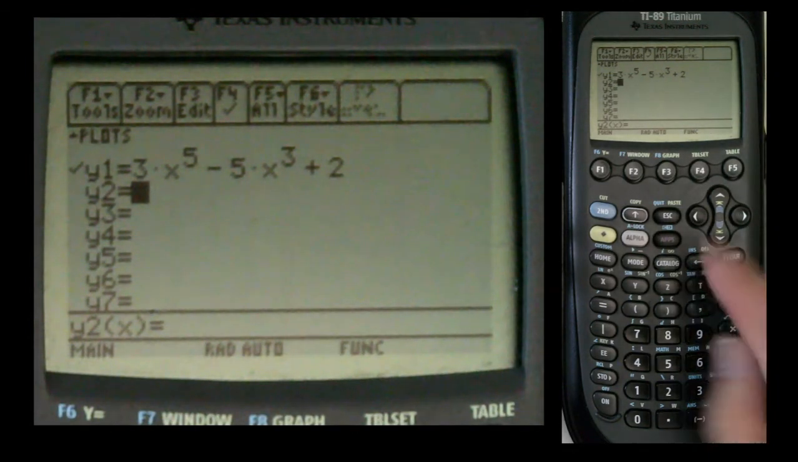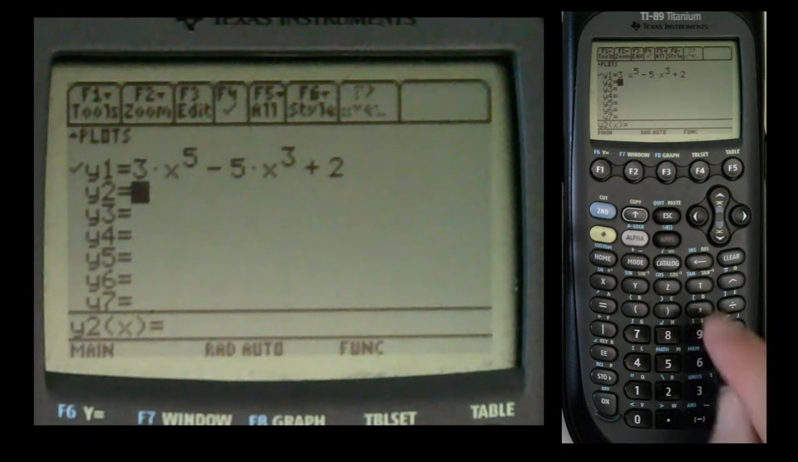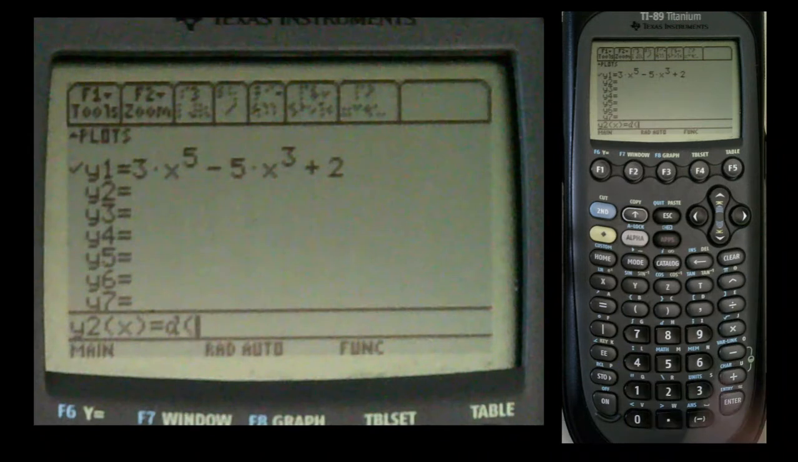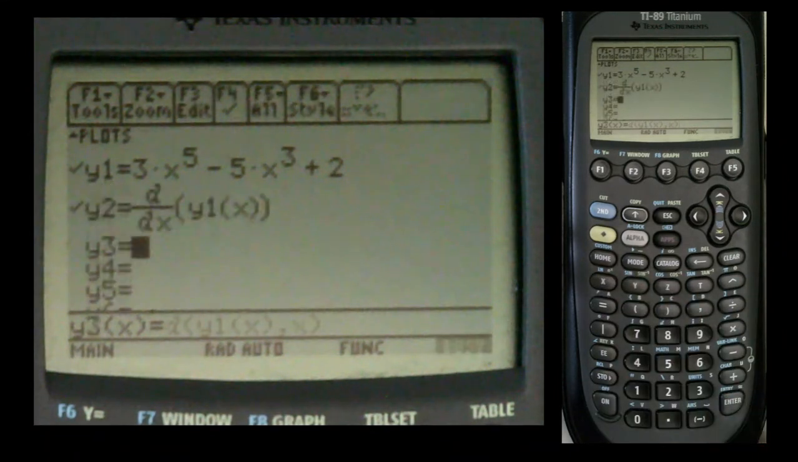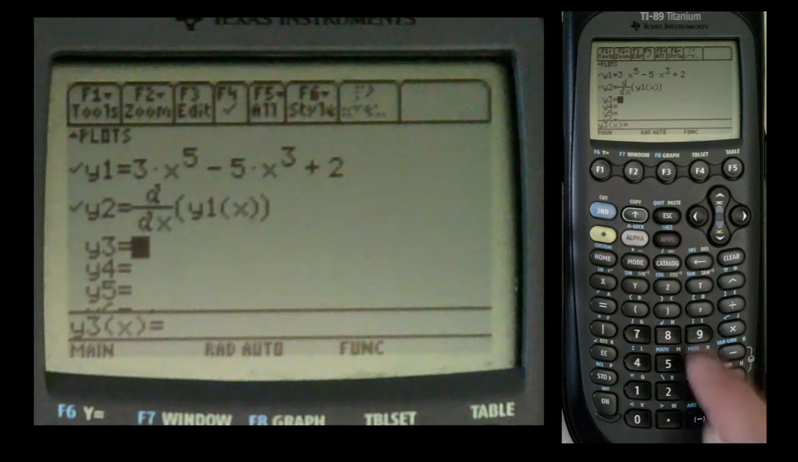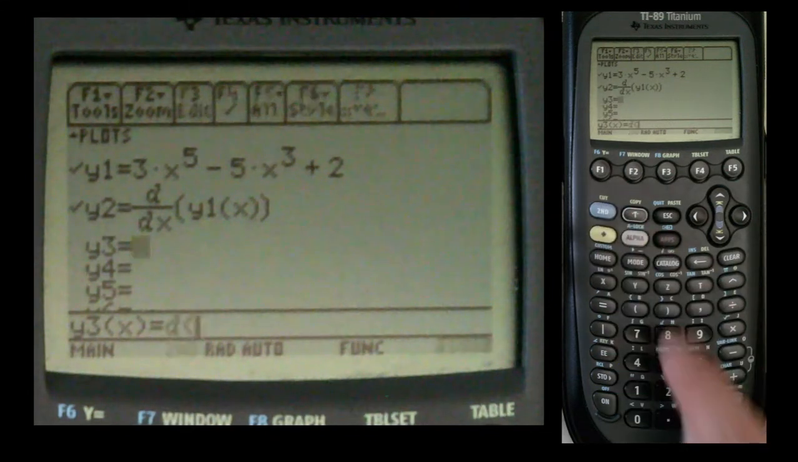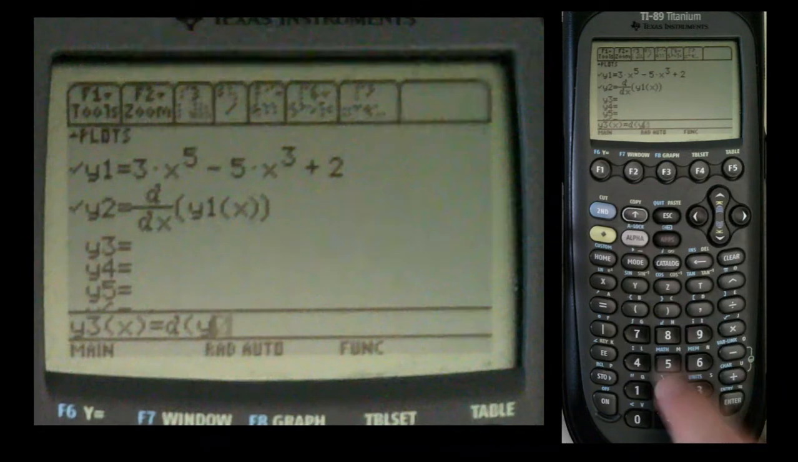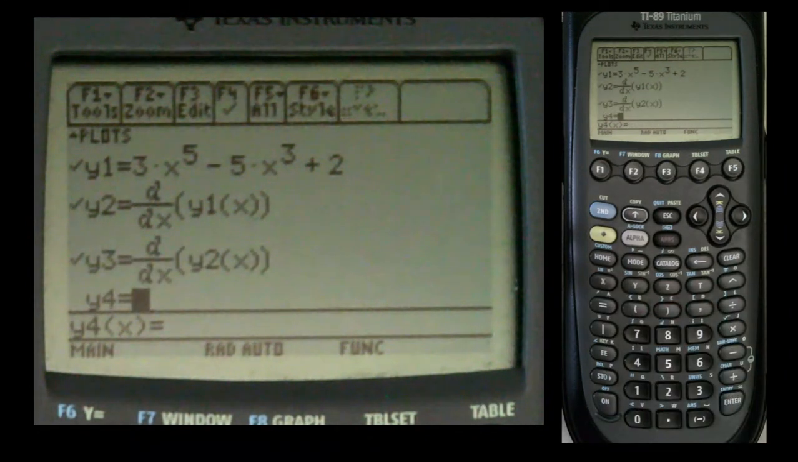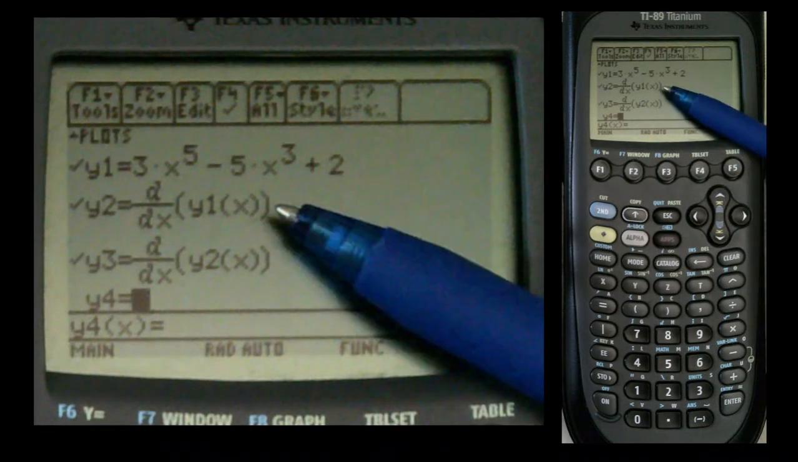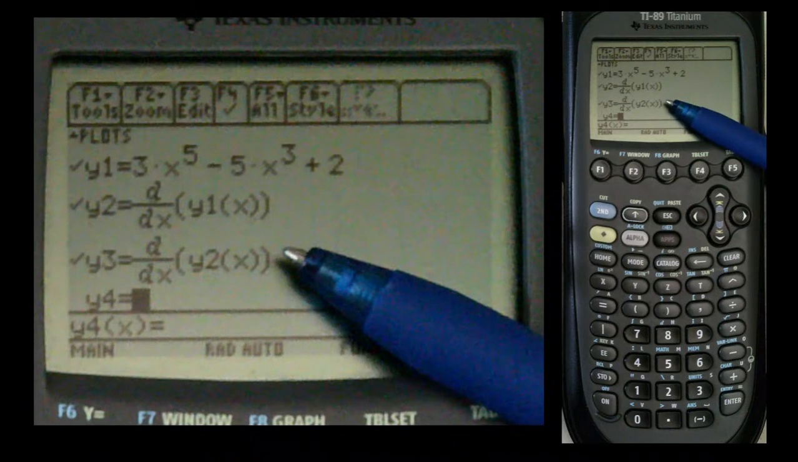What I'm going to do is, for my y2, instead of typing in a function, I'm going to type in the derivative of y1 of x, comma x. And then for y3, that's going to be the derivative of y2 of x, comma x. That's basically going to be the derivative of the first derivative, which is the second derivative. So what we have is a function, a derivative, and a second derivative.